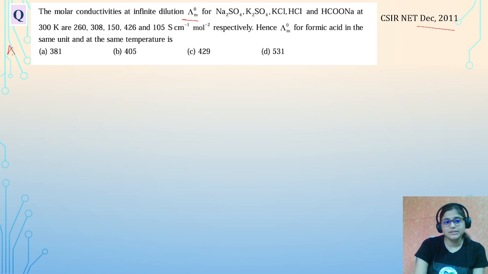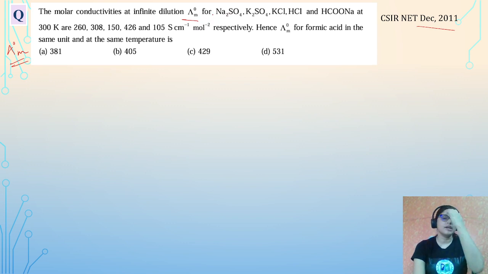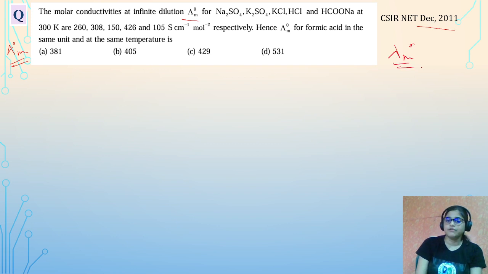Sometimes this delta M0 is used for the molecule. When we take a molecule, its conductivity is represented like this, and for the ions, the lambda values are of this kind. Delta M0 for NH4, Na2SO4, K2SO4, KCl, HCl, HCOONa, various values are given. But what do we need? We have to see that first. The delta M0 for formic acid we need. So first write what we need.